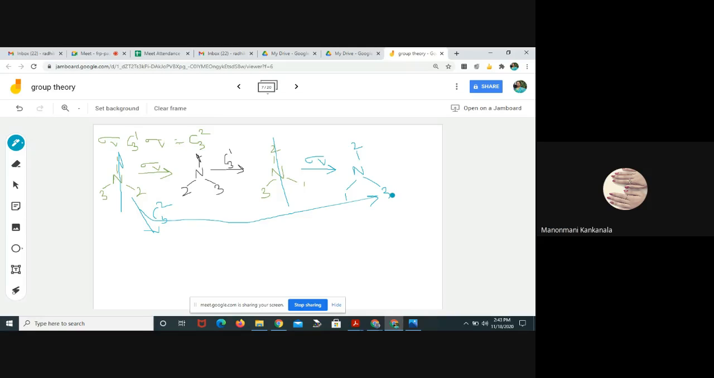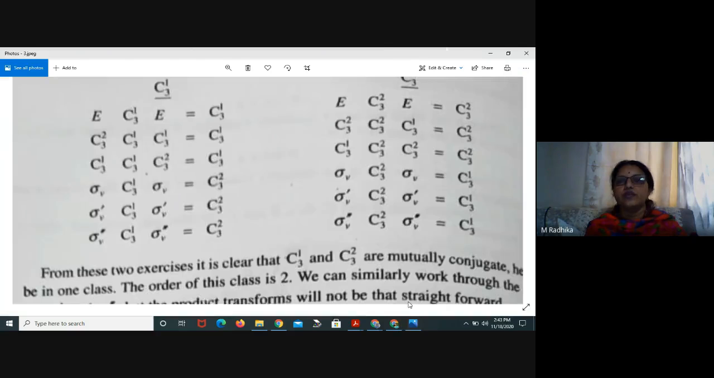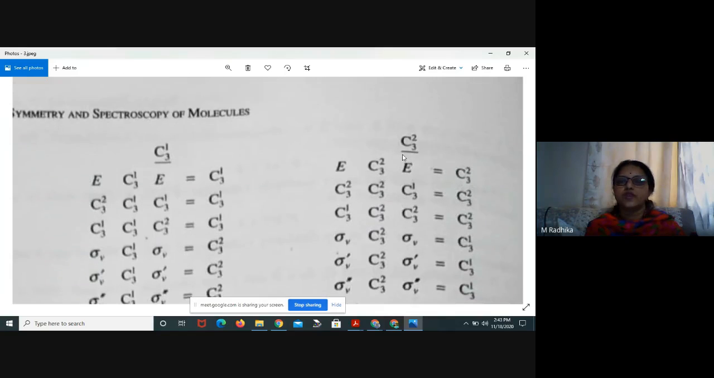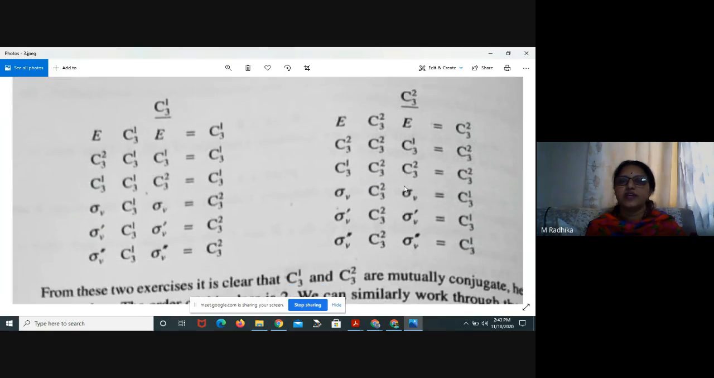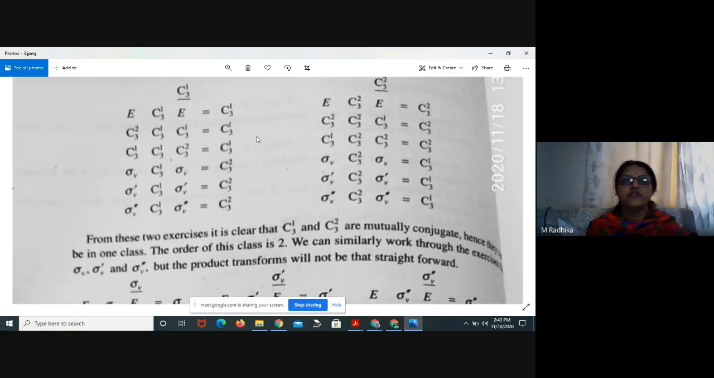Sigma V, C31 and sigma V, the product you are getting is, by the similarity transformation formula, C32. Right? So this is one of the things. Similarly, if you do it for C32 also, you will get like this. So each and every element you are taking: E, C32, C31, sigma V, sigma V prime and sigma V double prime. Okay. See, when you see this C31, what is the answer I am getting? Either C31 or C32. Can you see?